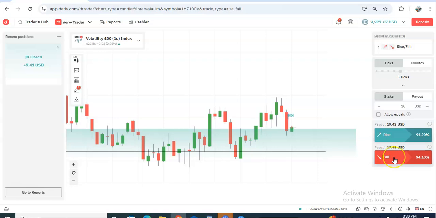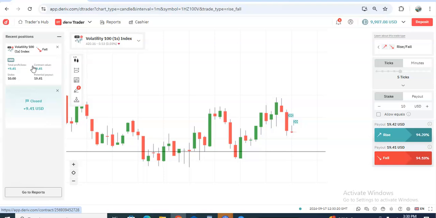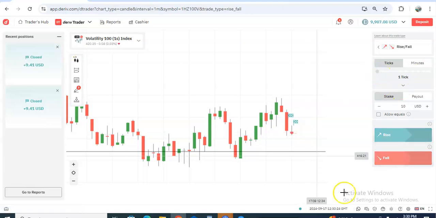So let's see. So let me see. Oh, it's still 5 ticks. See, if I entered with 1 tick, I could have won. I hope I won this one. It's also a win, but for 1 tick, I think for me, with this strategy, it's usually faster. Also, your internet has to have a high speed.